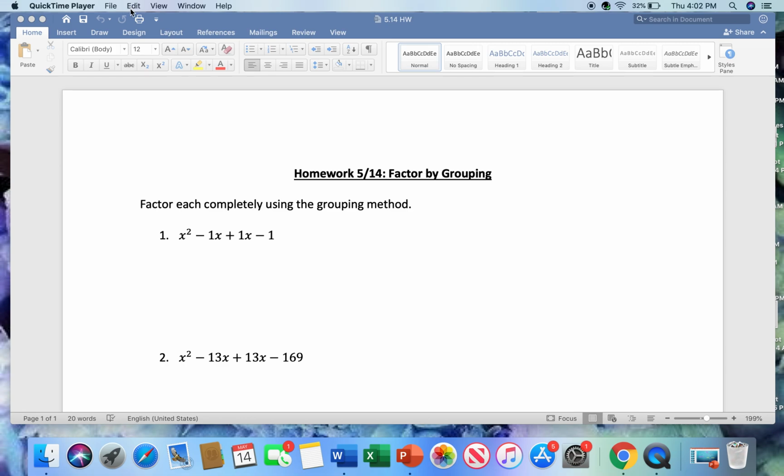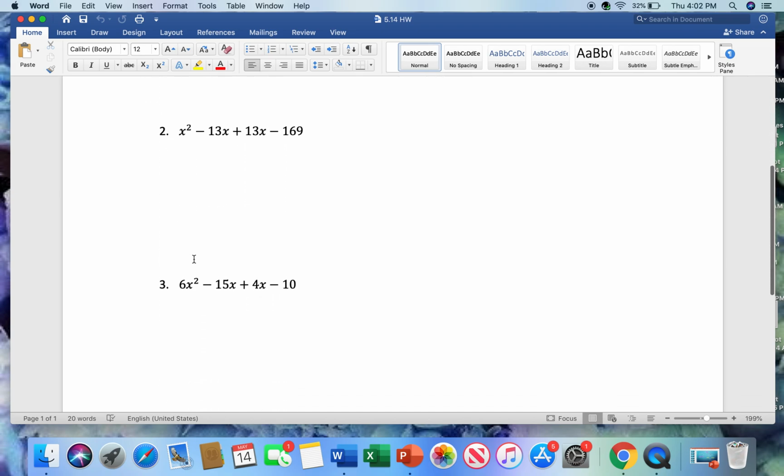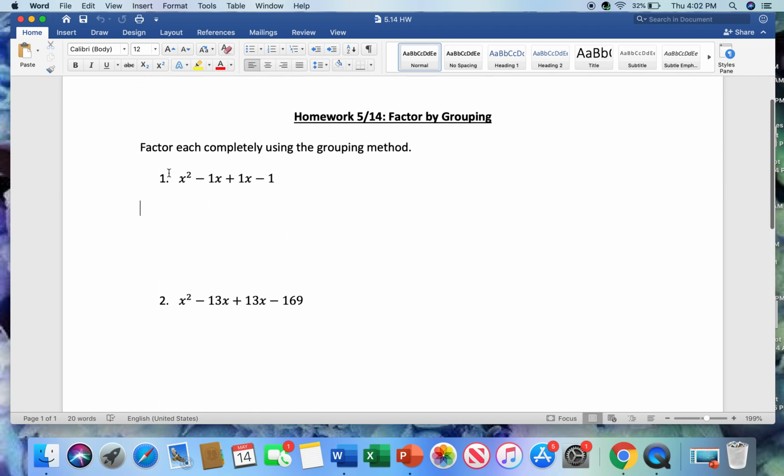So the first thing we're going to go over today is our homework review. Yesterday you had to factor each of your problems completely using the factor by grouping method. What that was, you broke the problem basically into two parts. So you did the first half, and then you factored out the second half.